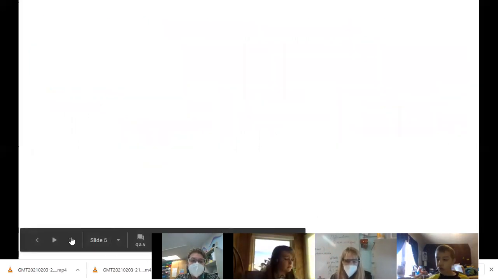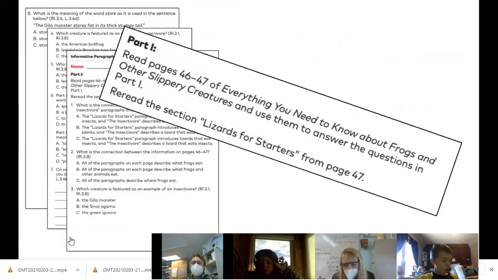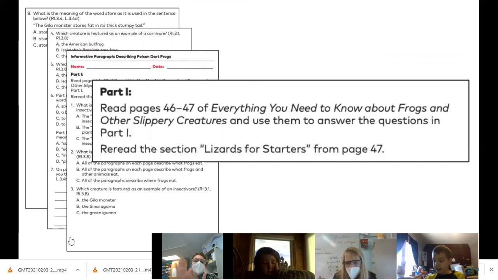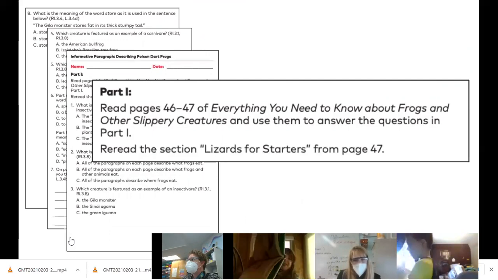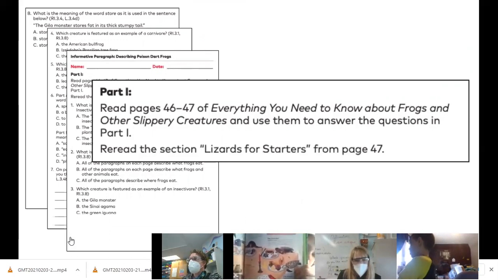All right. Okay. So you're going to have 3 pages. Well, it's a front and back. For my friends at remote, it's going to be on a Google form. You are going to read on pages 46 through 47. So everybody open up your frog book, Everything You Need to Know About Frogs and Other Slippery Creatures, and turn to page 46 and 47. These are the pages you're going to be reading alone and answering the questions from.